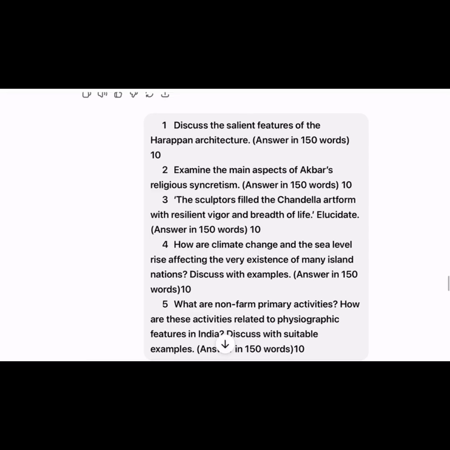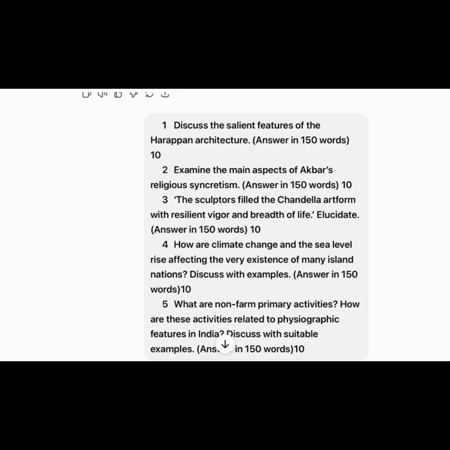Today we will solve 2025 mains question answers. First question is discuss the salient features of the Harappan architecture. We have to write in 150 words. Second question is examine the main aspects of Akbar's religious syncretism.